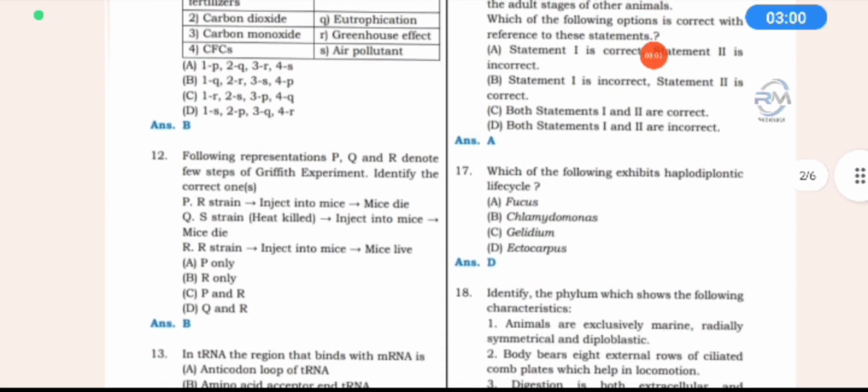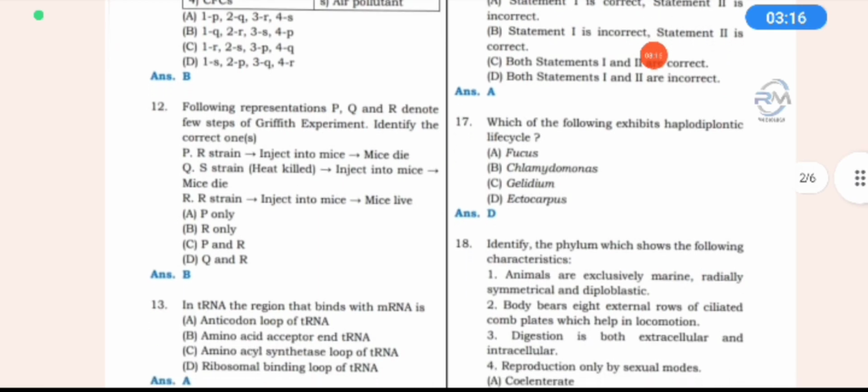The following representation P, Q and R denotes a few steps of the Griffith experiment. Identify the correct one. R strain injected into mice, mice die. S strain heat killed injected into mice, mice die. R strain injected into mice, mice alive. Only R is correct. Option B is the right option.